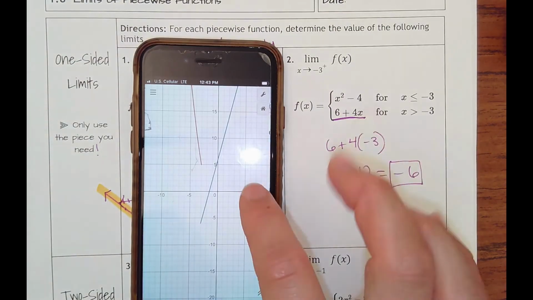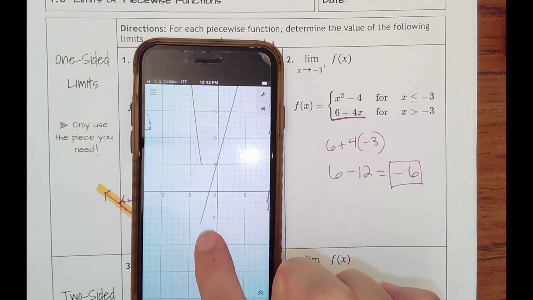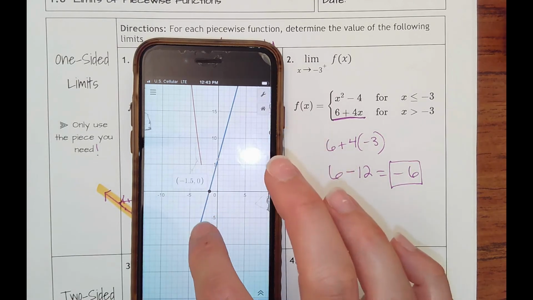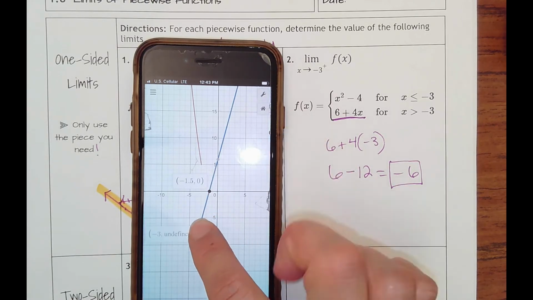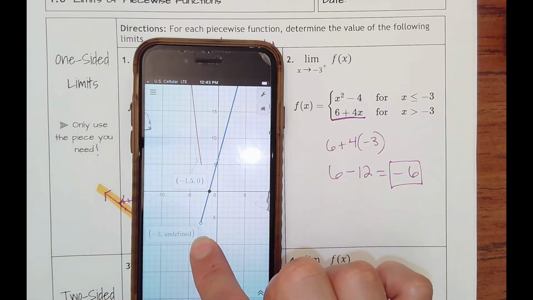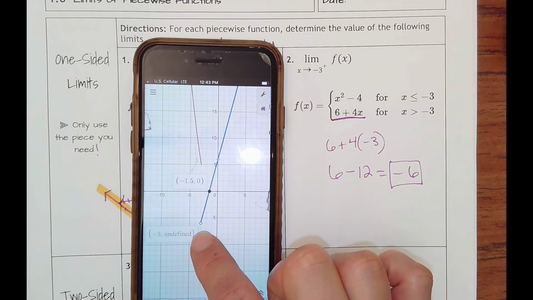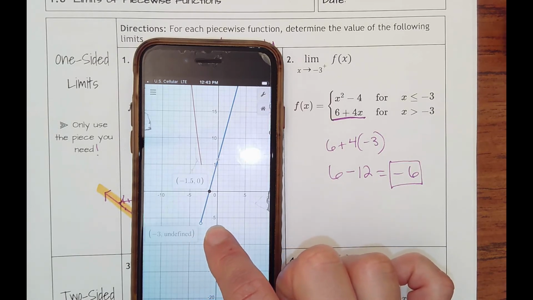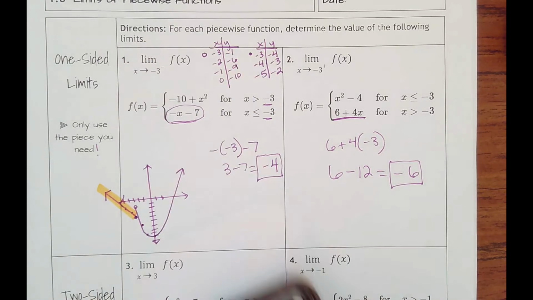Here's a graph on Desmos. So I'm looking at the blue piece, which was my right piece. As I'm getting closer and closer, see how I'm here at -3 comma undefined. So that's where the graph doesn't really help because there's an open circle. But if I look here, I'm at or approaching -6.